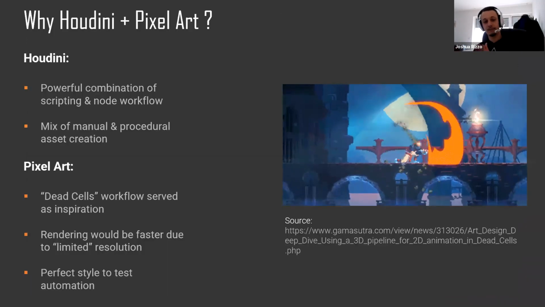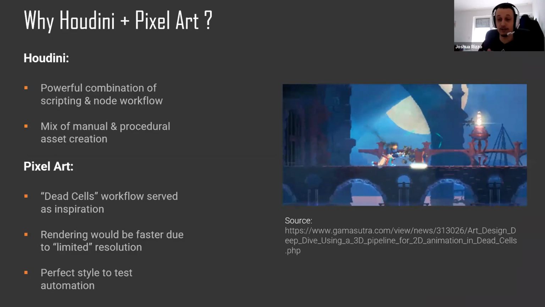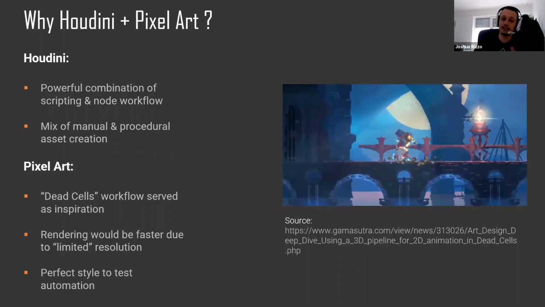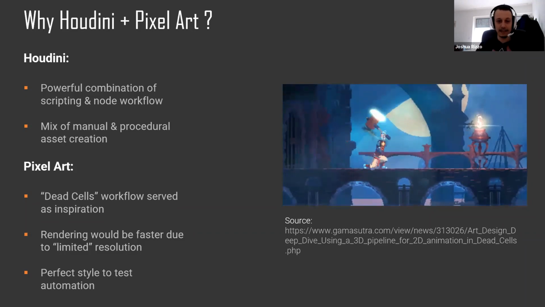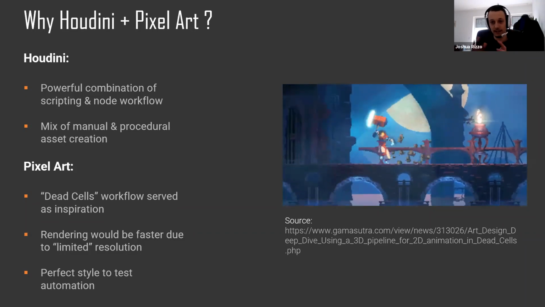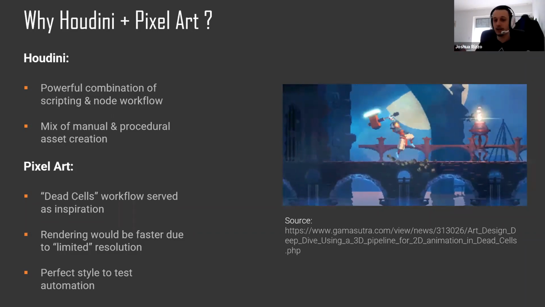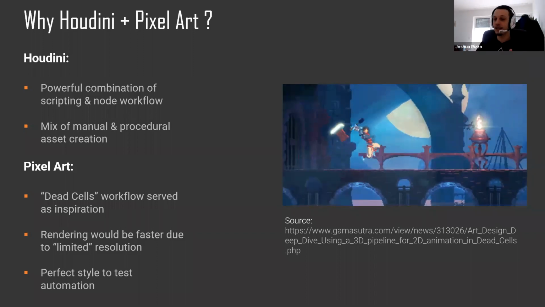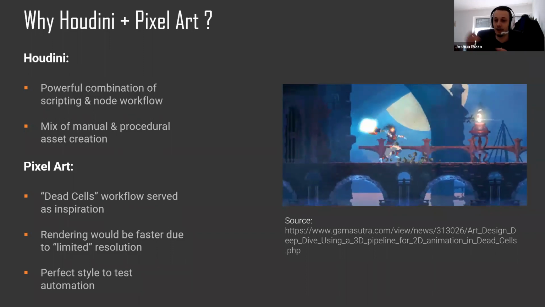So why Houdini and pixel art? Houdini, because it's a very powerful combination of scripting and node workflows. You can insert like VEX snippets anywhere, and it's a very nice mix between manual and procedural asset creation. Pixel art, because I stumbled upon this really nice article about the Dead Cells workflow and how they use 2D and 3D together, and it served as an inspiration. And rendering also, of course, would be faster due to the limited resolution. And it's a really nice style to try out automation to get you started with the hurdle of drawing pixel art.